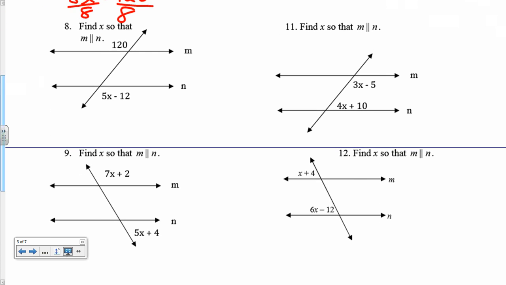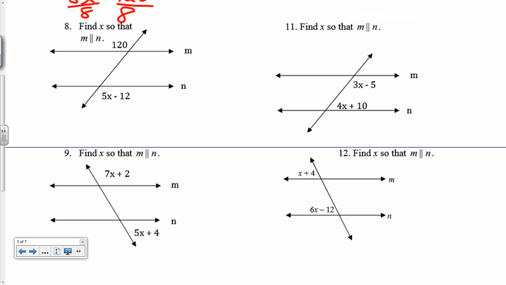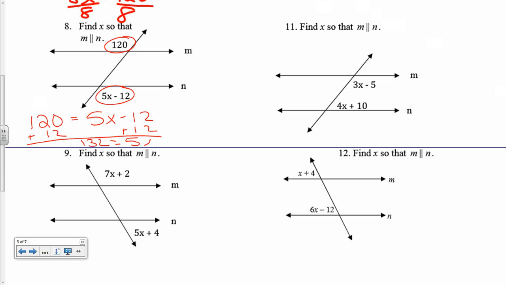Number 8, find x such that our lines M and N are parallel. This time we have alternate exterior angles, so they're congruent. So I set 120 equal to 5x minus 12, and I solve my equation using my excellent Algebra 1 skills. And I get that x equals 26.4.